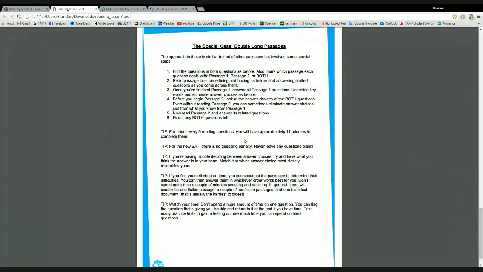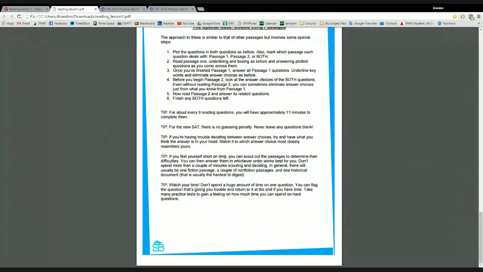If you're having trouble deciding between answer choices, try to have what you think the answer is in your head and match it with the answer choice. We'll use that strategy later. A good strategy if you're having trouble with time is to scout the passages. You can easily tell which ones are harder and which ones are easier, so you can pick the order of how you answer them. Make sure you answer every question, even if you don't have an answer or have time. And usually the hardest passage would be a history one, so leave those for last.